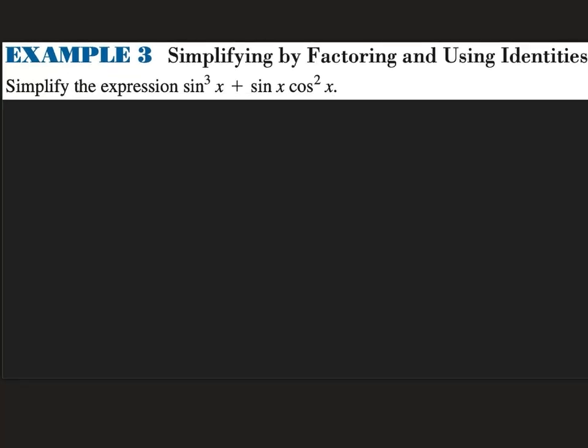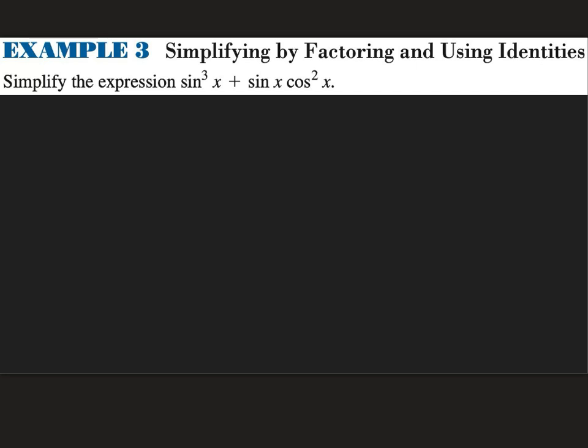So what we're going to do is factor out a sine. If I factor out a sine of x, I get sine squared x plus cosine squared x. Sine squared x plus cosine squared x is 1. And we bring down sine x, and anything times 1 is itself, so that just equals the sine of x.